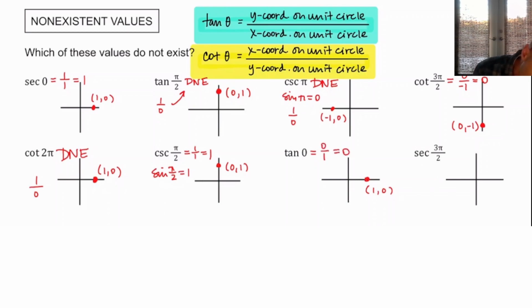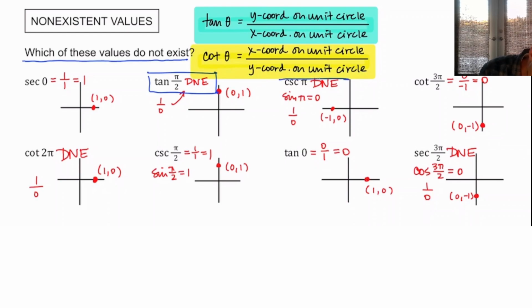Okay. And then secant of 3 pi over 2. All right, 3 pi over 2 down here. Coordinates x is 0, y is -1. I'm going to need cosine if I want to find secant. So cosine of 3 pi over 2 is the x-coordinate there, which is 0. So then I'm going to take 1 over 0, and I'm going to see that fails to exist because of division by 0. And so, I guess back to the original question, which of these values do not exist? That would be tangent of pi over 2, cosecant of pi, cotangent of 2 pi, and secant of 3 pi over 2.